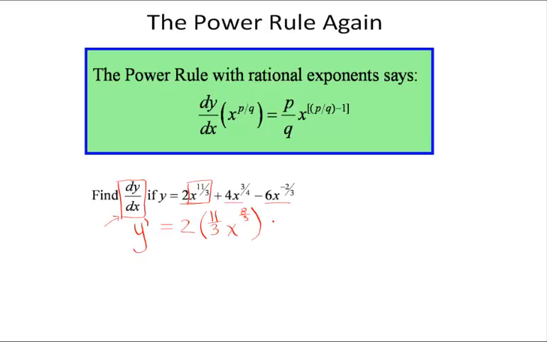So 11/3 minus 3/3 is 8/3 plus, pop my constant out front, 3/4 x to the 3/4 minus 4/4, that leaves me a negative 1/4 minus 6. My power pops down front, copy down my variable, negative 2/3 minus 3/3 is a minus 5/3. So there's y prime. I don't have to clean it up. I don't have to cancel. I don't have to do anything. We're done.